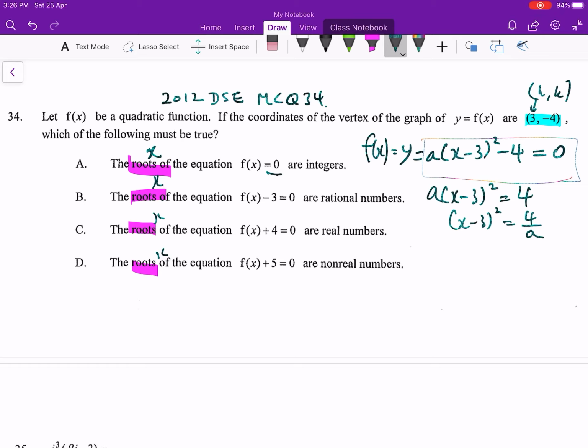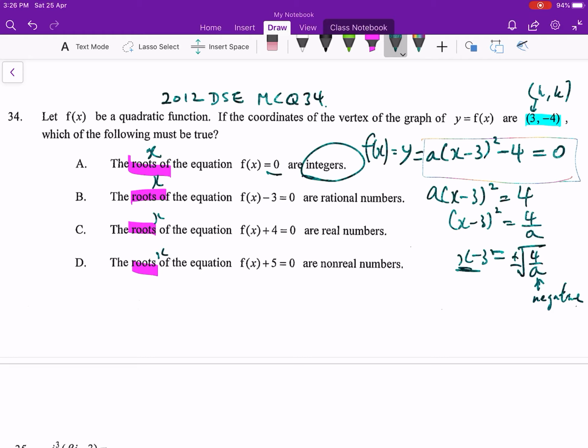Now a is something we don't know yet, right? If I move the square to the other side, it becomes a square root, plus or minus. If you don't know the value of a, and a is negative, then you will be in trouble, because the square root of a negative value cannot be found. So this cannot always be true. When a is negative, you cannot find your x, because the value inside the square root is negative.